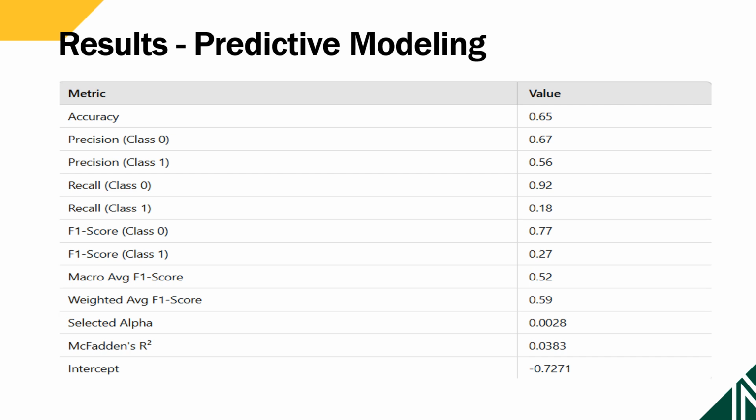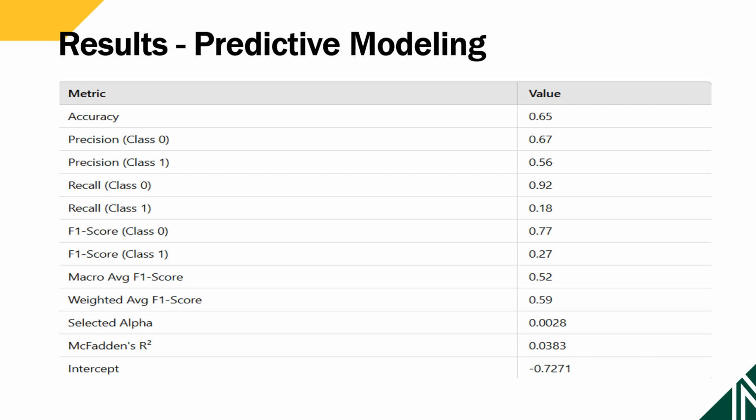And then we are going to discuss the precision and recall. For class 0, non-remission, the model showed a precision of 67%, meaning that 67% of the predicted non-remission cases were correct. The recall for class 0 was 92%, showing the model effectively captured most of the actual non-remission cases. For class 1, remission, the model has a precision of 56%, indicating that 56% of the predicted remission cases were correct. However, the recall was lower at 18%, meaning that many actual remission cases were missed by the model.